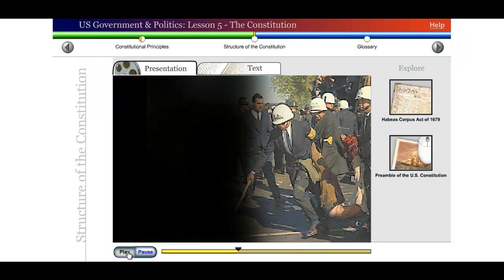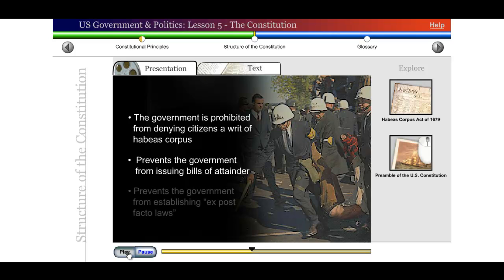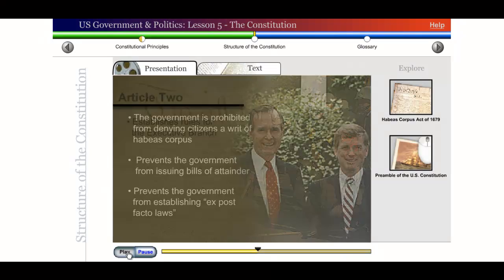Several key individual rights are also established in Article 1. Here, the government is prohibited from denying citizens a writ of habeas corpus, which prevents imprisonment without being charged. It prevents the government from issuing bills of attainder, which are legislative acts that hold a person responsible for a crime without a trial. It also prevents the government from establishing ex post facto laws, or laws that make an action criminal after they have occurred.